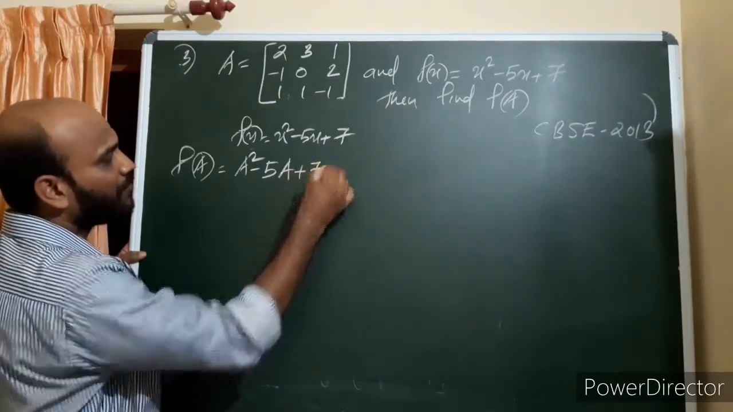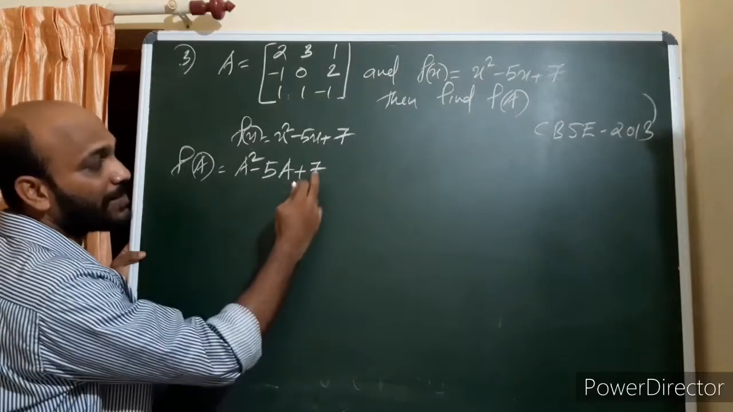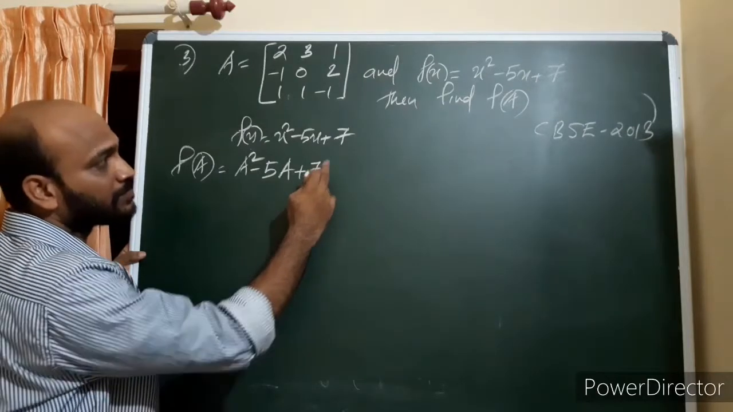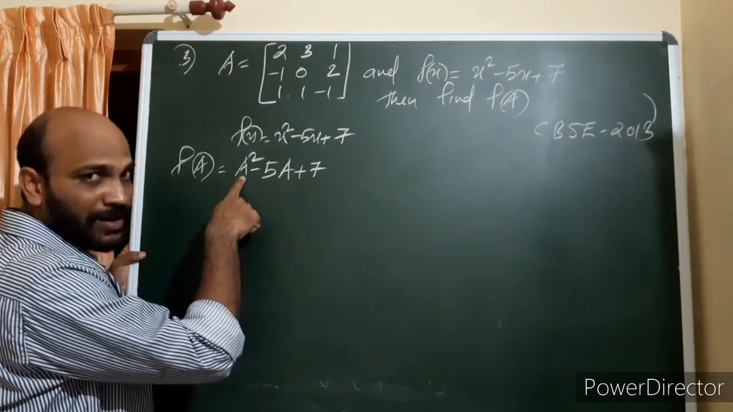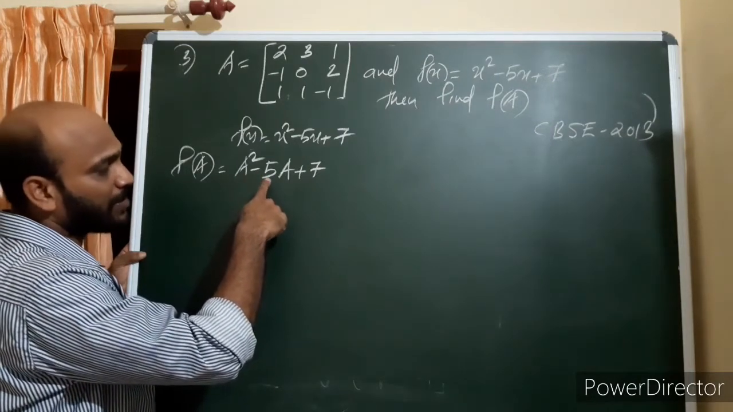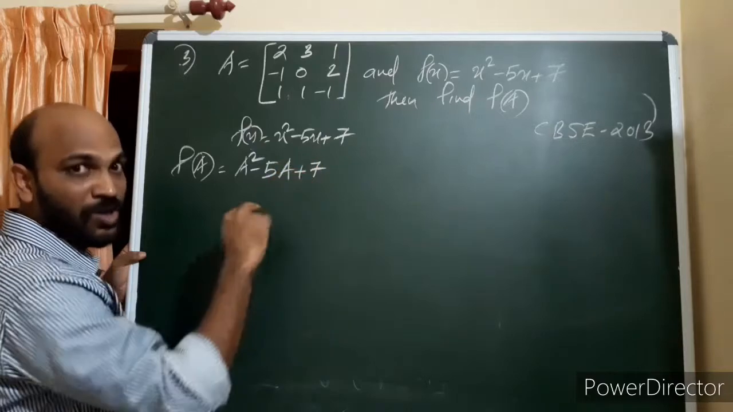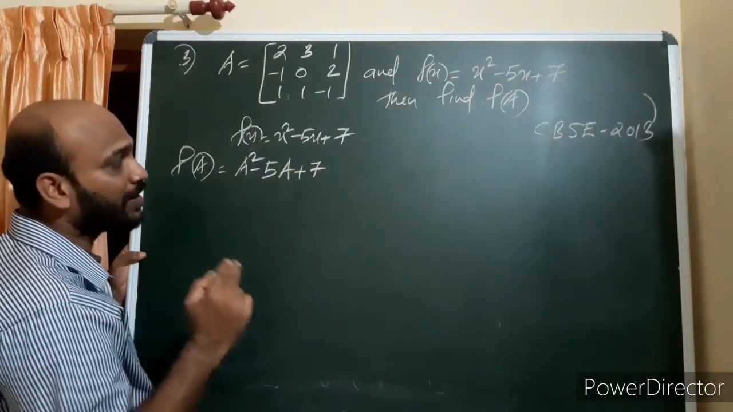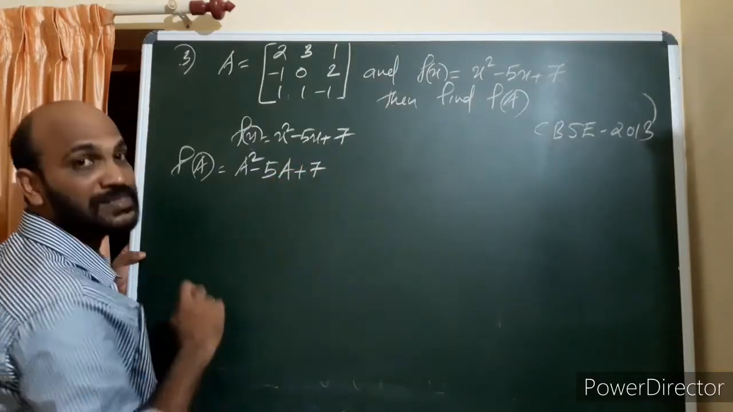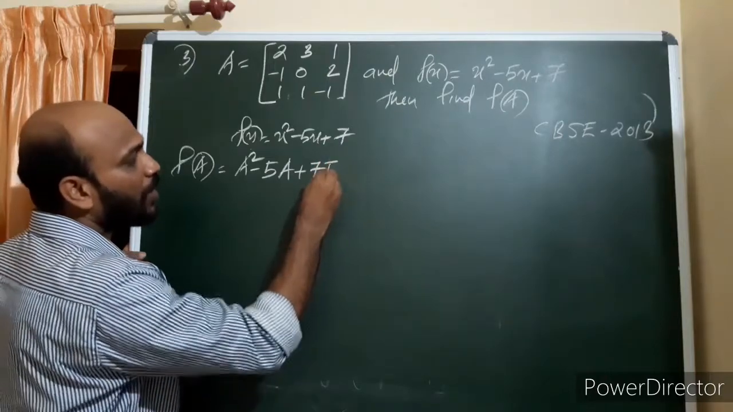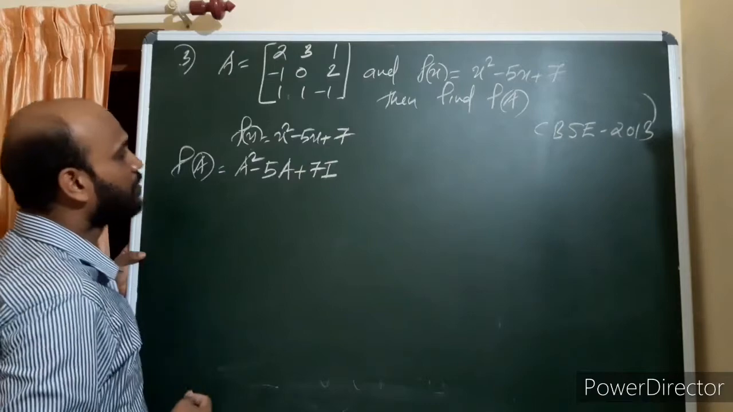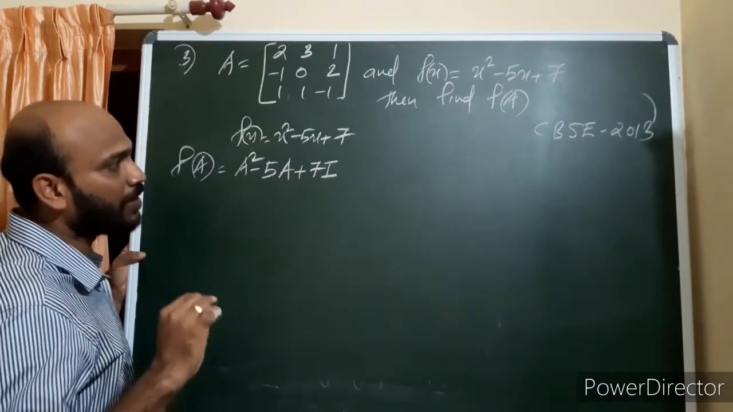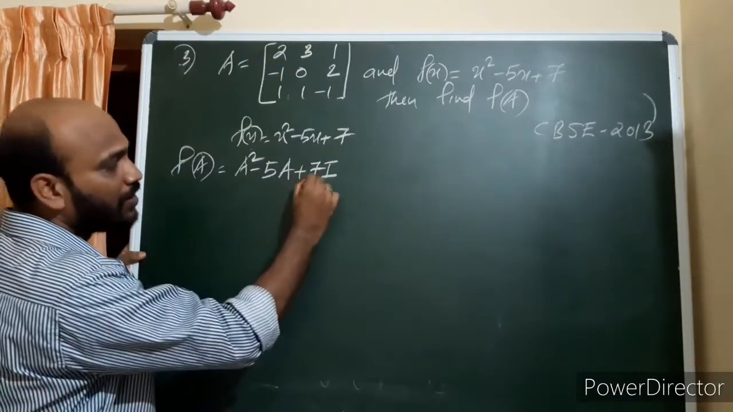Plus 7. 7 is a number. Here A square is a matrix, minus 5A is a matrix, so this should be a matrix. Then only we can add. So the matrix corresponding to the number 7 is 7 into I. Like that you have to convert. Important step. So the matrix corresponding to the number 7 is 7 into I.